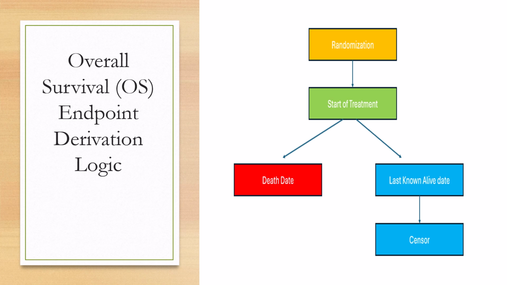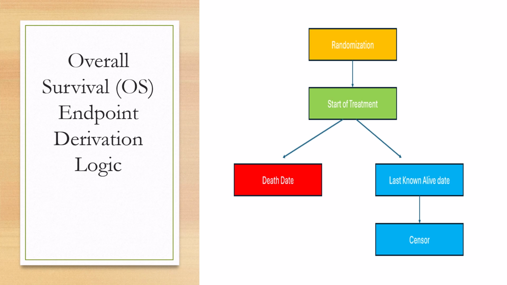So first we have to identify the starting point. The starting point will be the date of randomization or the date of first dose or the date of consent, based on the study. For simplicity, we will assume the date of randomization as the starting point.